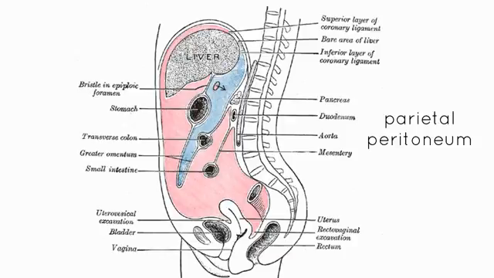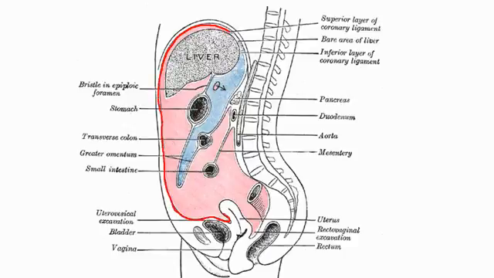What you've got to remember is that the parietal peritoneum and the visceral peritoneum are one continuous sheet. They're not separate things. This is what confused me when I was learning about it. The parietal peritoneum lines the abdominal cavity, so I'm going to draw this on in red. I'm drawing on the parietal peritoneum. So we've got the parietal peritoneum in red, and you can see it lines the abdominal cavity.